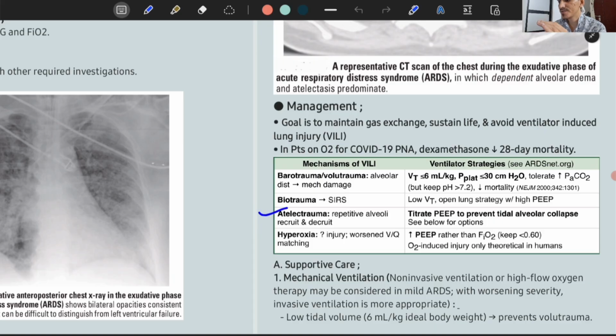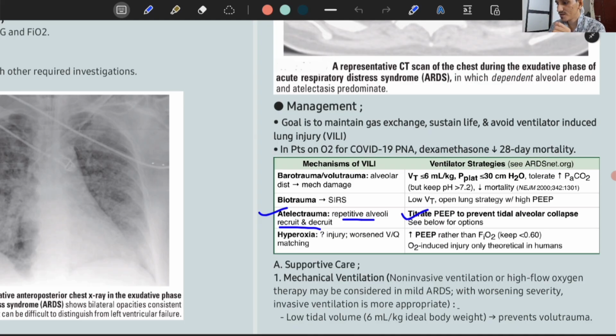Atelectrauma is because of repeated alveolar recruitment and de-recruitment. You apply pressure, those alveoli open, and when the volume goes off, again they close. How do you manage this atelectrauma? Again, you titrate PEEP to prevent tidal alveolar collapse. You titrate PEEP in such a way that it prevents the atelectrauma.